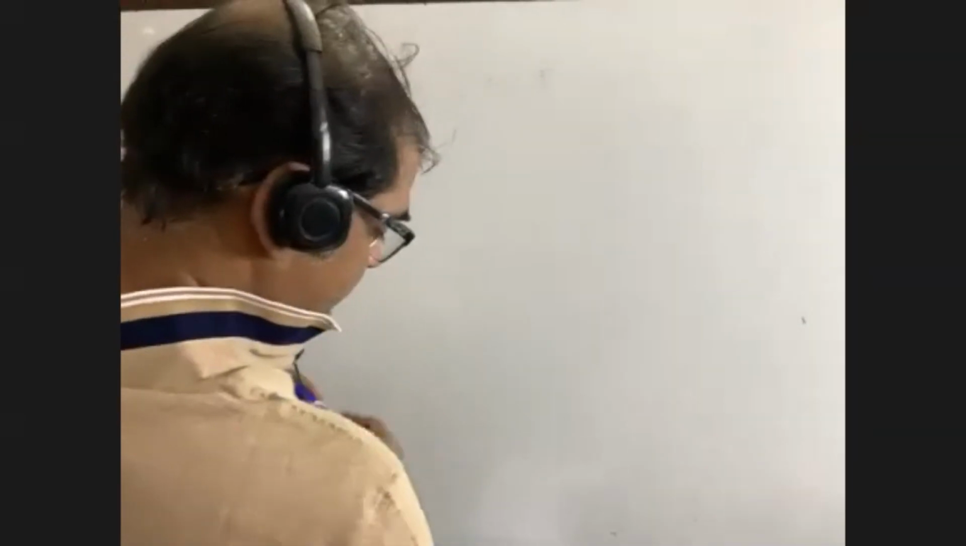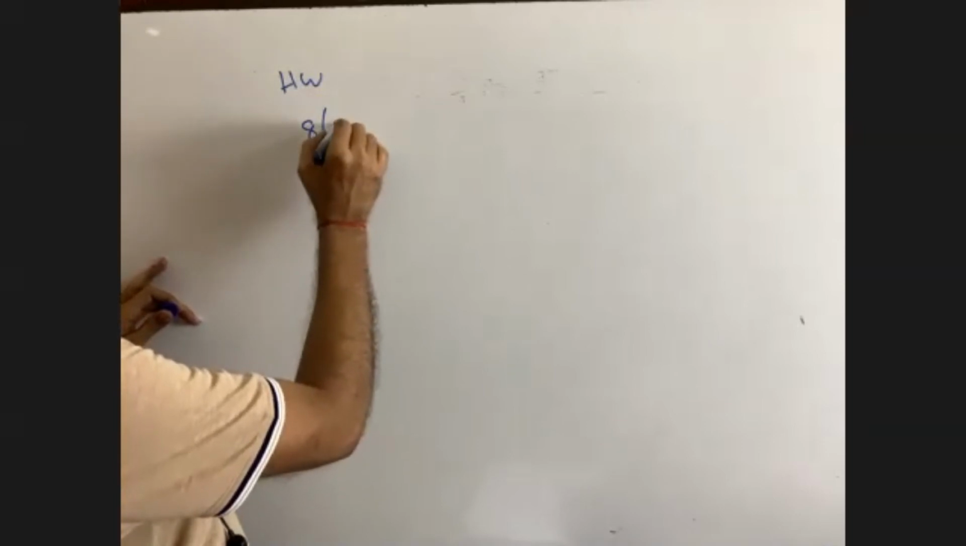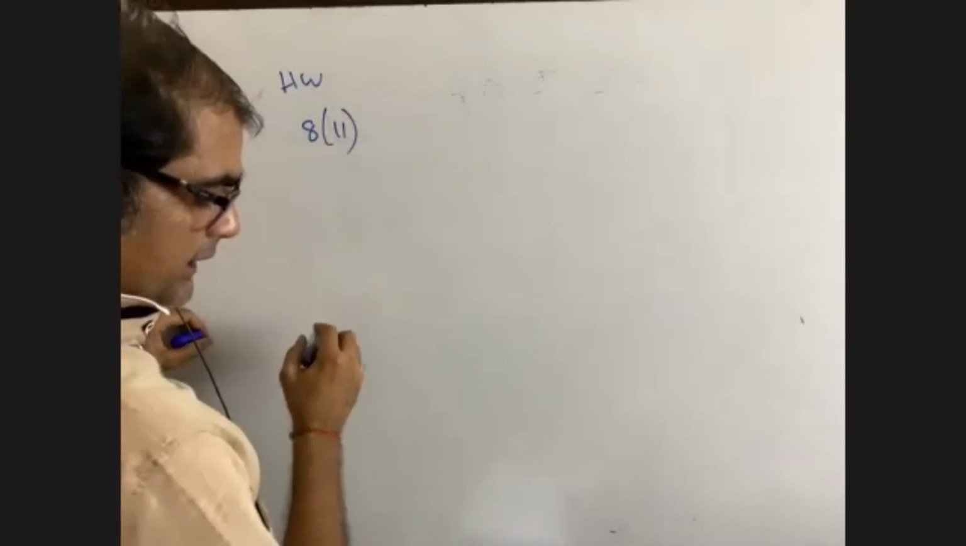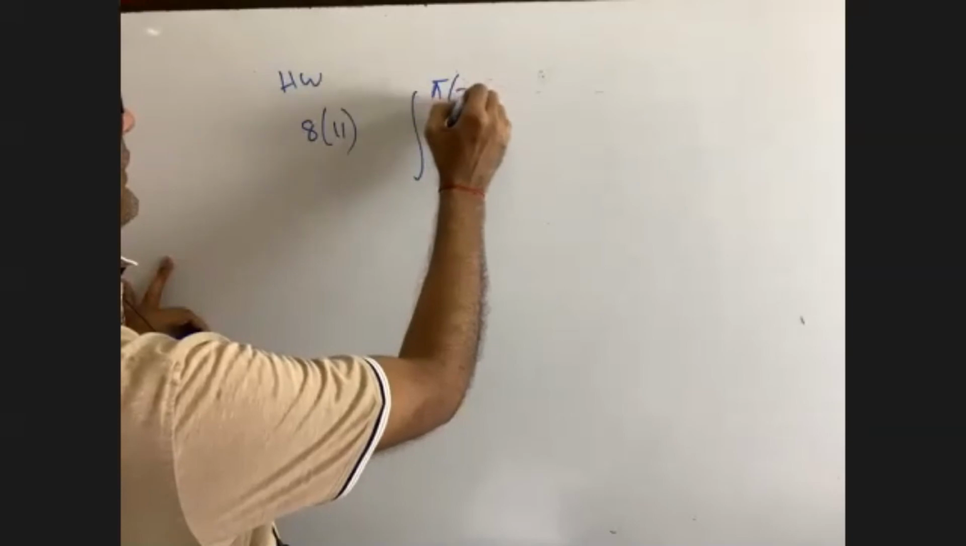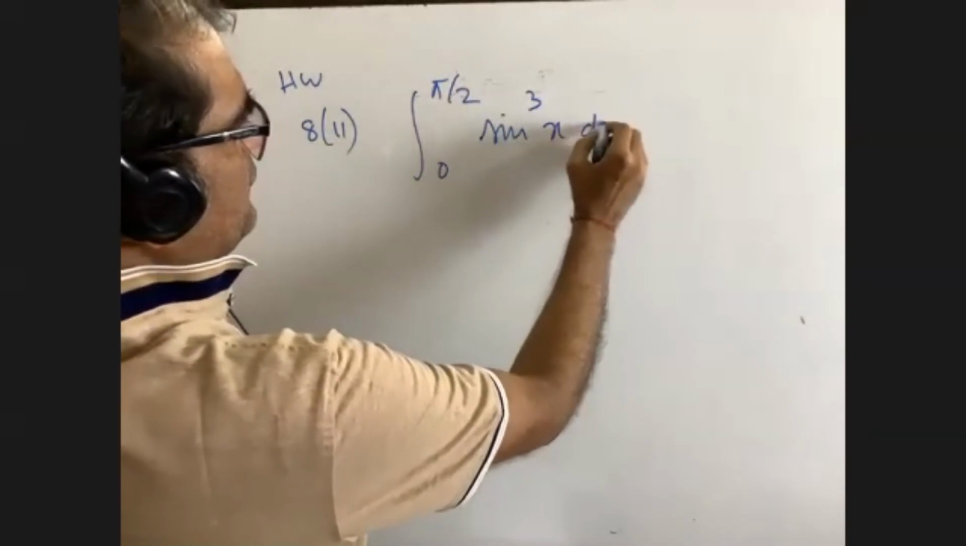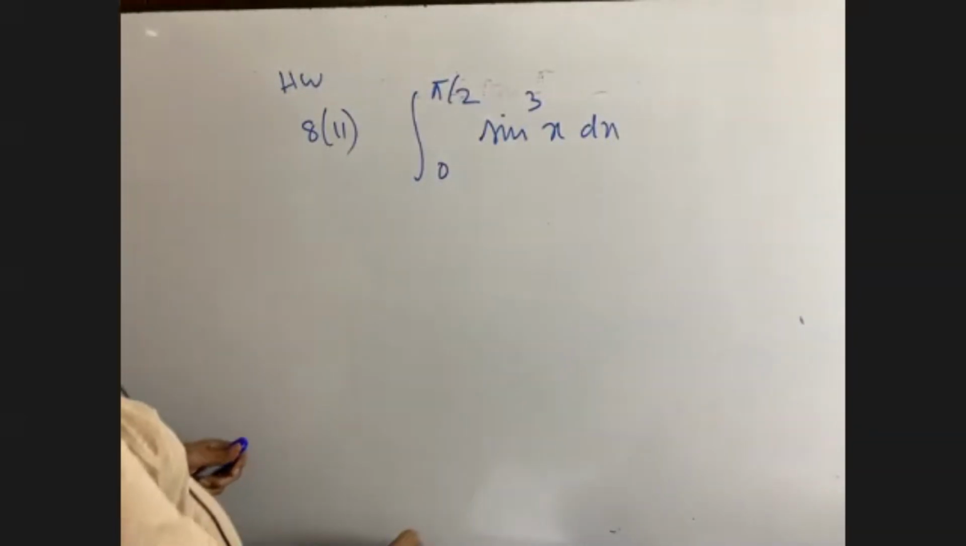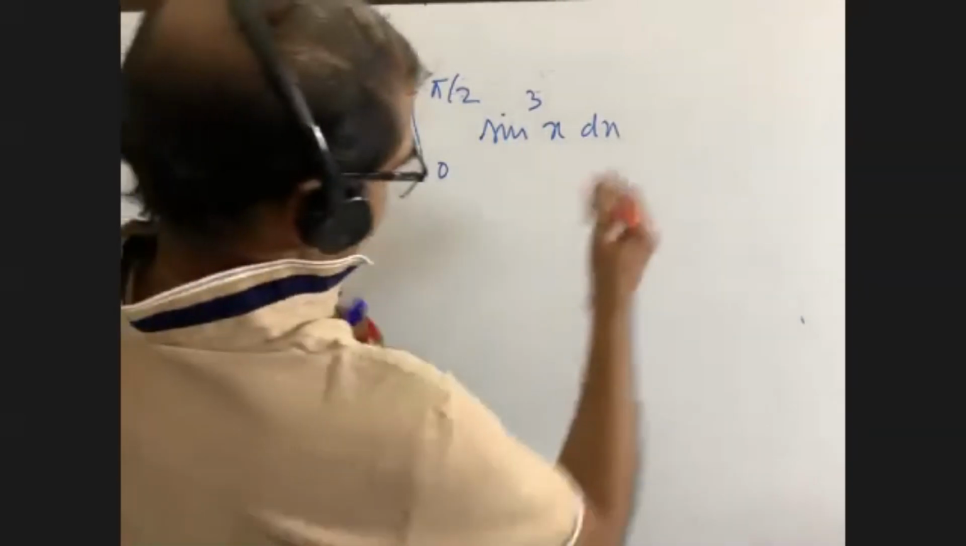Now, homework 82, that is the integral from 0 to pi by 2 of sine cube x dx. Can you do it at home? Talk to me. Yes, sir.